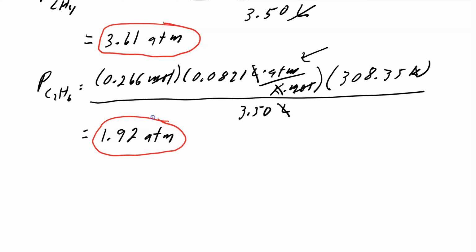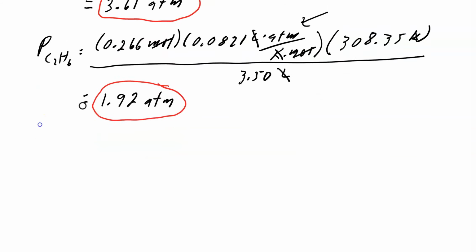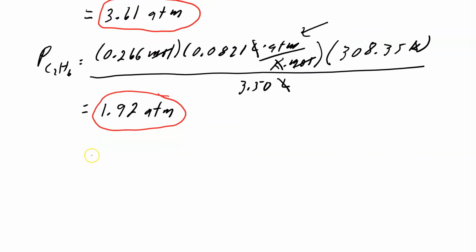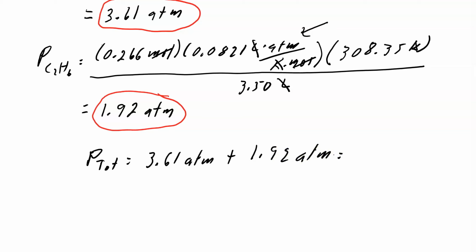So now we're going to simply add these two numbers according to Dalton's law of partial pressures. So our total pressure, P total, is going to be equal to 3.61 atmospheres plus 1.92 atmospheres, and that's going to be equal to 5.53 atmospheres. There's our answer.